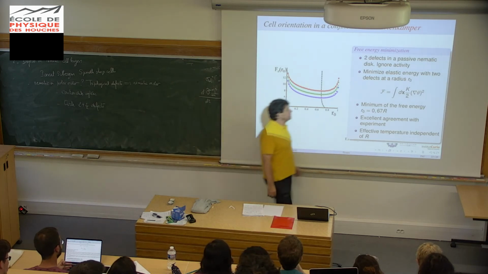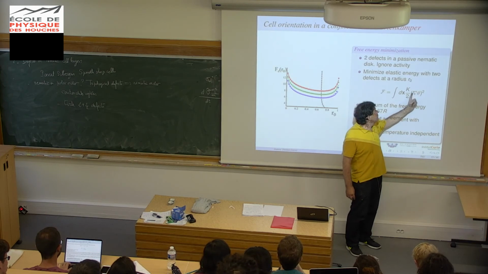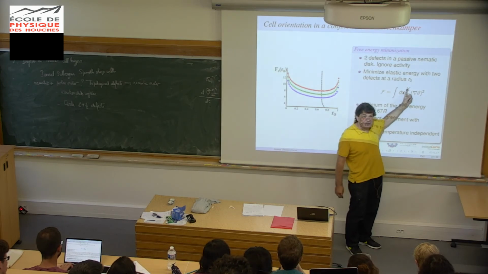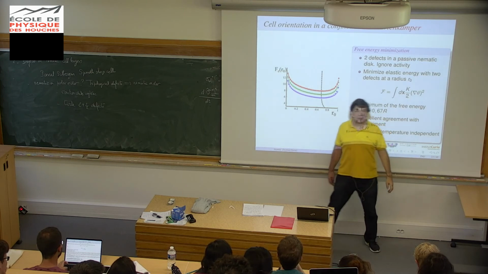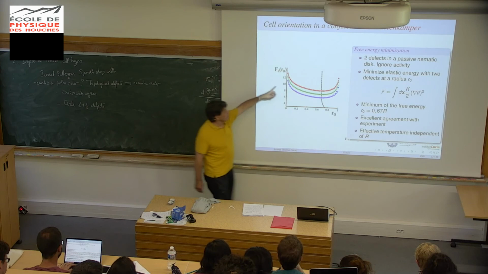So for a passive nematic, the director makes an angle theta, and the energy is just what I called the stiffness yesterday times the gradient of theta squared integrated over all the area. And the energy looks like this.